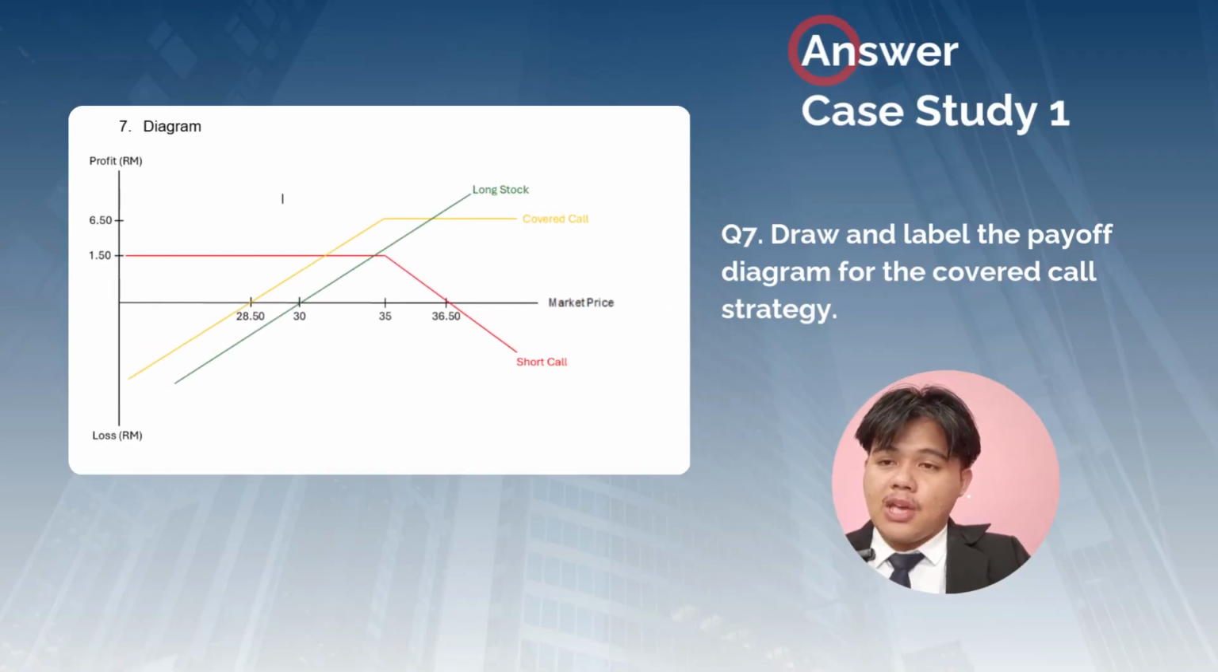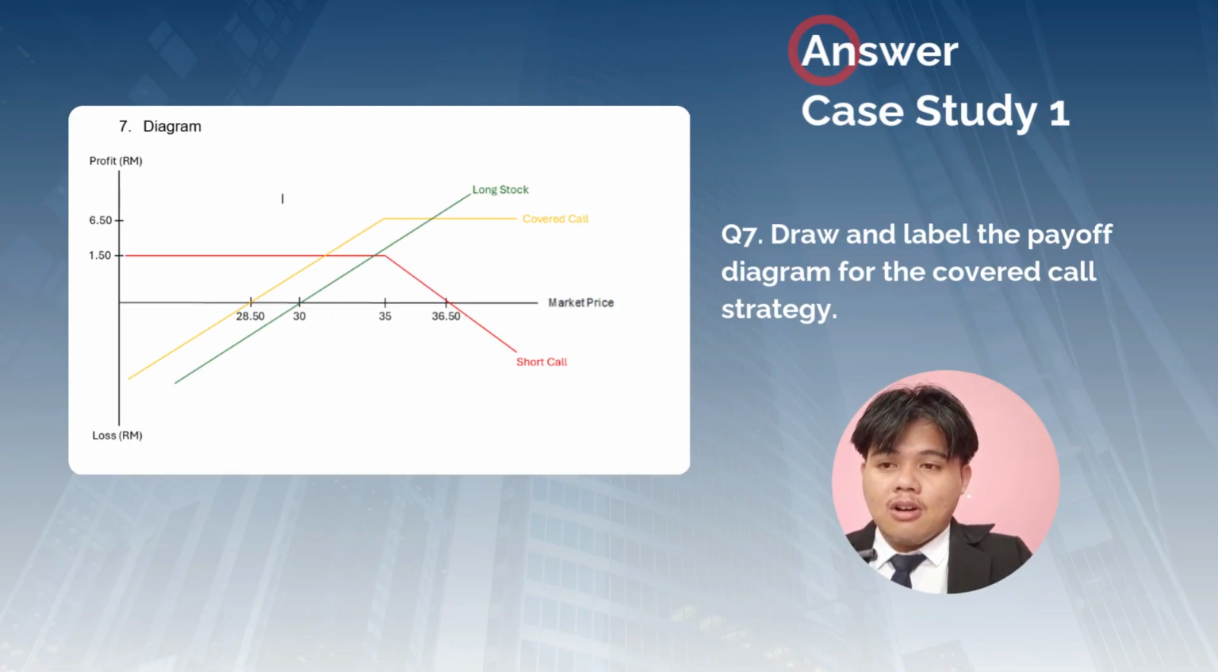Draw and label the payoff diagram for the covered call strategy. So now I will explain the payoff diagram for a covered call strategy. First, a covered call is created by buying one stock and selling one call option of the same stock. This strategy is usually used when we expect the stock price to move slightly upward or stay stable.